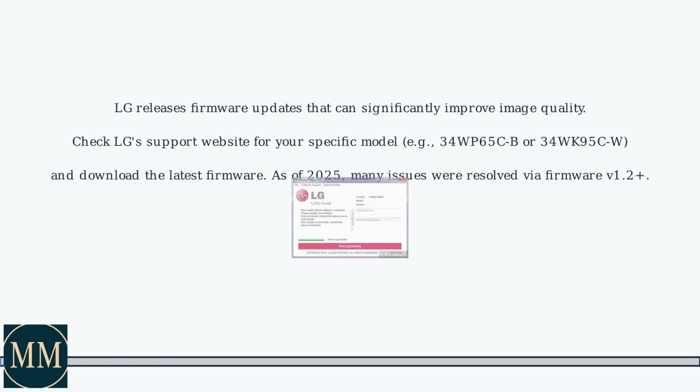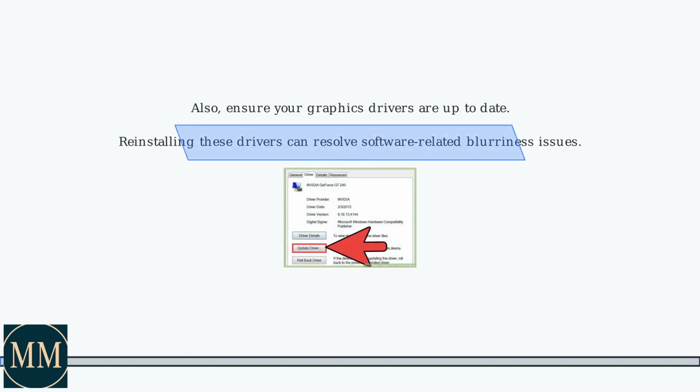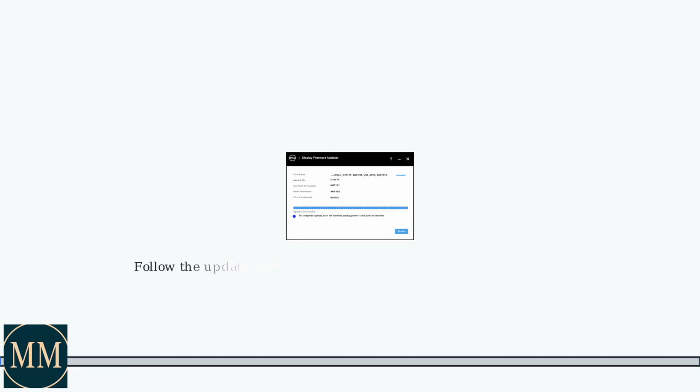LG releases firmware updates that can significantly improve image quality. Check LG's support website for your specific model like the 34WP65CB or 34WK95CW and download the latest firmware. As of 2025, many issues were resolved via firmware v1.2+. Also, ensure your graphics drivers are up to date. Reinstalling these drivers can resolve software-related blurriness issues. Follow the update instructions to complete the firmware installation.